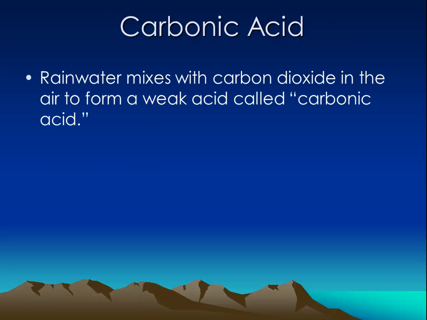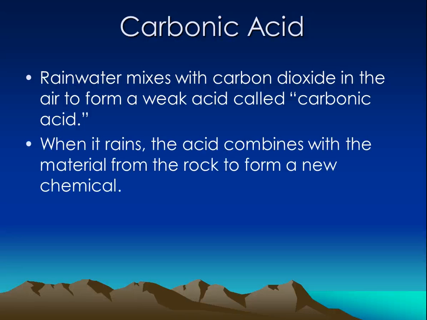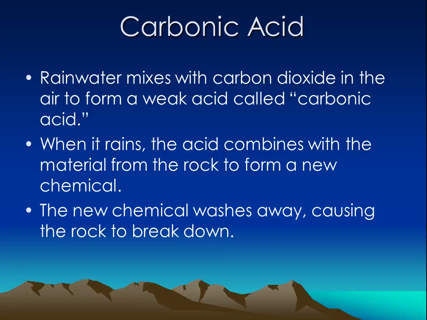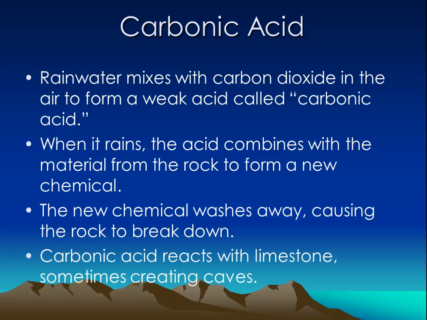Carbonic acid, this is like acid rain. Rainwater mixes with carbon dioxide in the air to form a weak acid that we call carbonic acid. And that comes down in the form of acid rain. That new chemical, when it hits the rock, causes the rock to break down and then weather and become smaller than it was before. Sometimes carbonic acid reacts with limestone, creating caves. That's where caves come from, this carbonic acid, this chemical weathering.